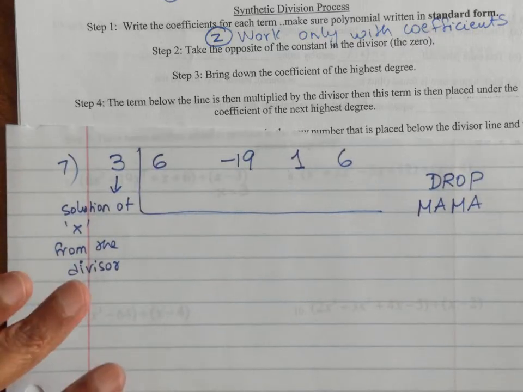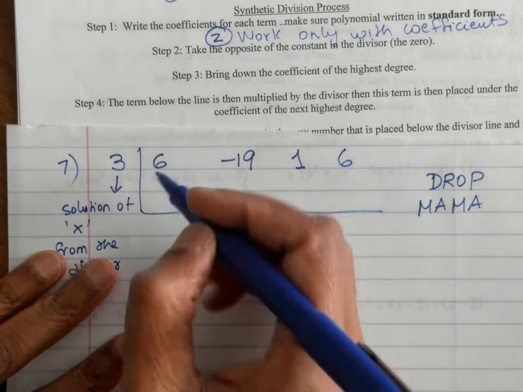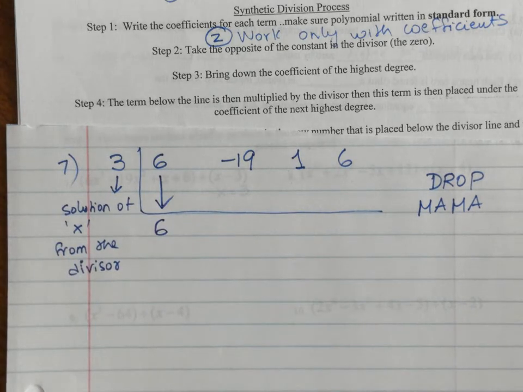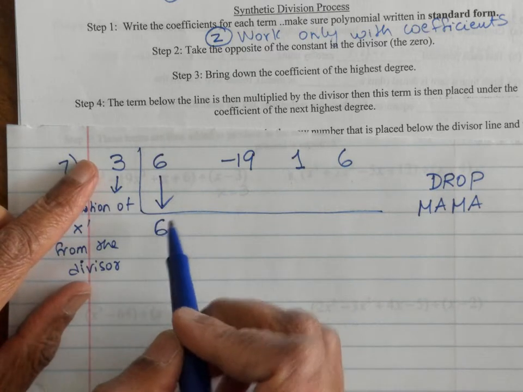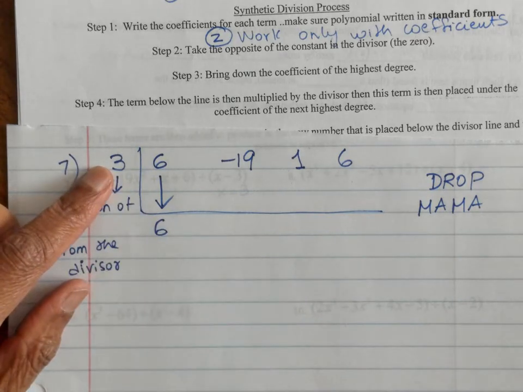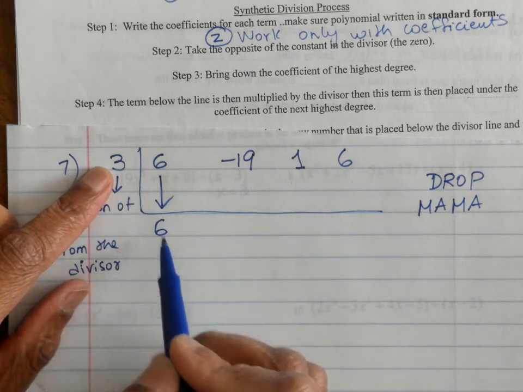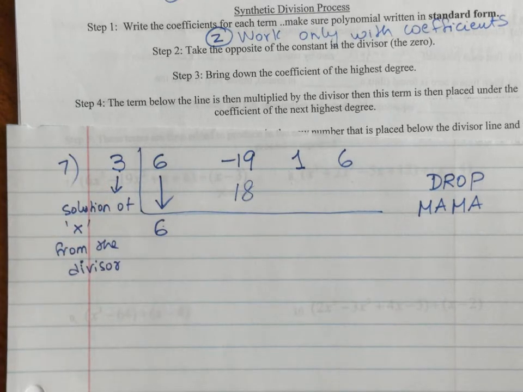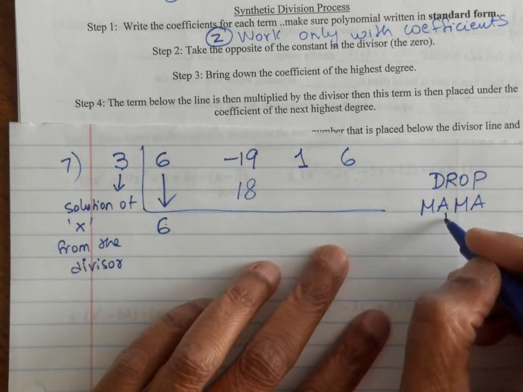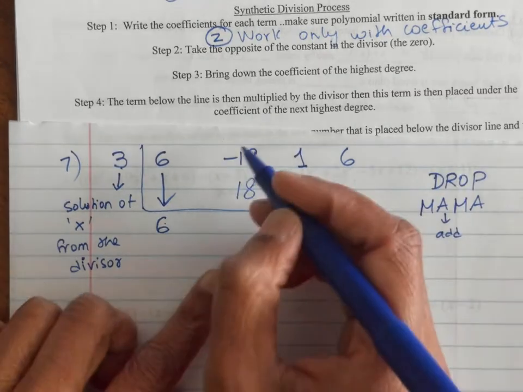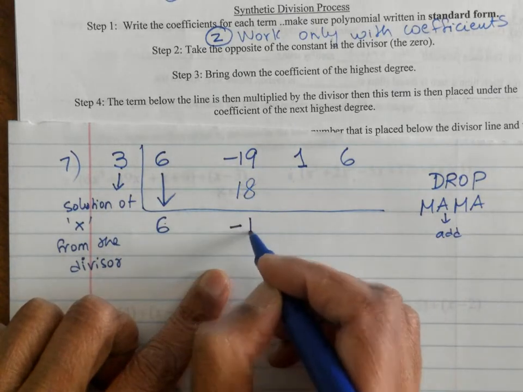Okay, so let me go ahead and do the drop, multiply, add. The first coefficient 6, you just drop it. That's why the word drop. After you drop the first coefficient, you do multiply, add. So what are you going to multiply? Basically everything gets multiplied by this 3. So just like in the other one, you're multiplying everything with that divisor, you multiply whatever you write here with this 3. So 6 times 3 is 18. You put that down here, and you don't subtract, you add. That's why this is add. The first alphabet is multiply, the second one is add. So negative 19 plus 18 is negative 1.